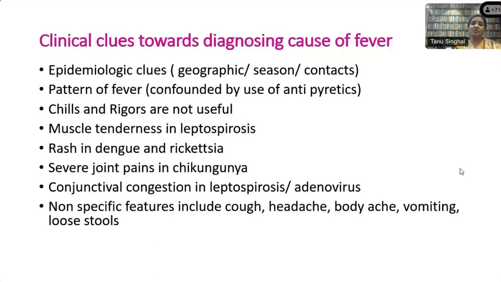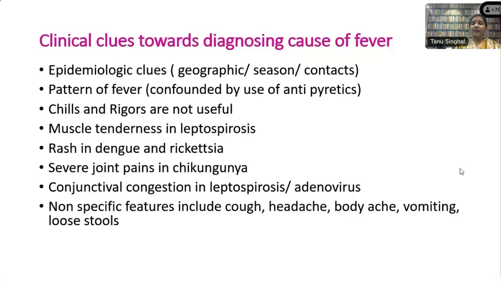Now, some of the other things which we look at is muscle tenderness, which is seen in leptospirosis. If you have a rash, then you start thinking of dengue or rickettsial infections. And if the patient's fever has severe joint pains, so much so that the patient is not able to move or not able to even lift a cup of water, you think of chikungunya. Conjunctival congestion is seen in lepto and adenoviral infections.